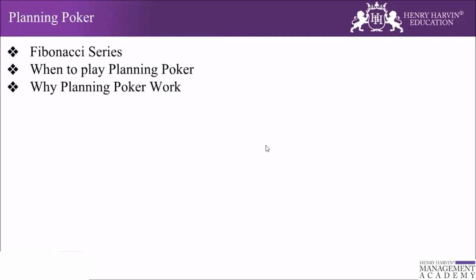So if we go and try to understand how we do the planning poker, let's try to understand. We now understood at what time we need to play it. We have understood what the benefits of doing it are. We have seen how this Fibonacci series is being used in the planning poker game. So let's try to see how we do this planning poker game.